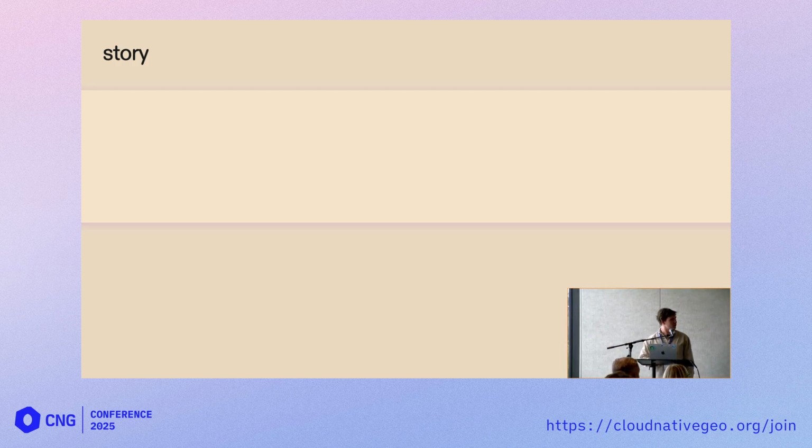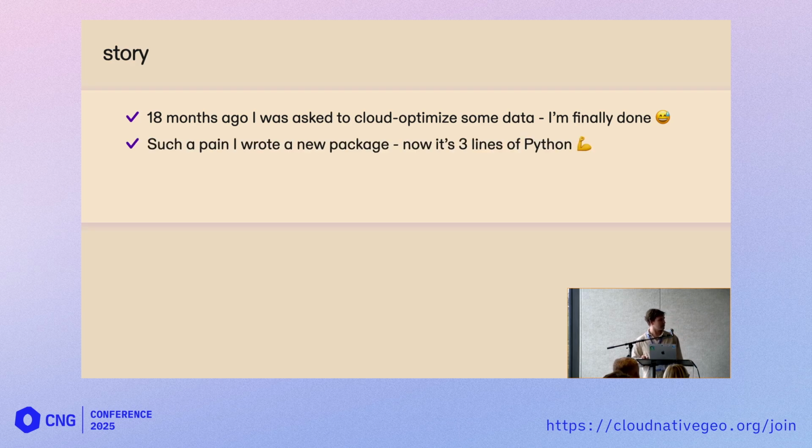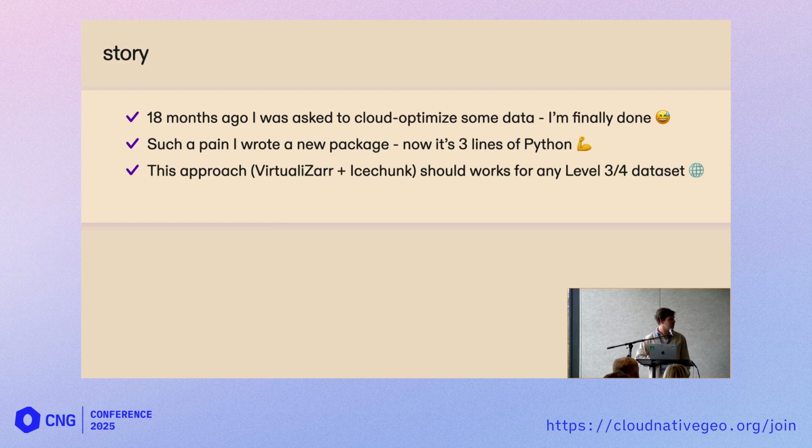So this talk is the result of a story that started before I worked at Earthmover. 18 months ago, I was working as a data engineer for the first time rather than as a developer, and I was asked to cloud optimize some data. I've only just finished that task, and I don't even work there anymore. But the talk exists because cloud optimizing this data was so much harder than it should have been that I ended up writing a new package to make it easier. And now I think I can get the job done in 3 lines of Python.